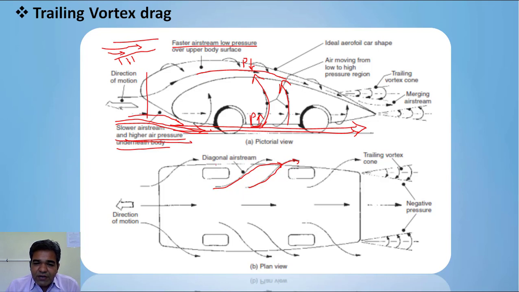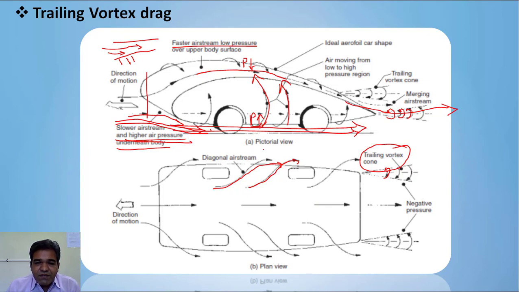So this will create a small turbulence, and as the car moves faster, this phenomenon will increase. The diagonal airstream flowing from bottom to top will create turbulence, and it will continue till the whole airstream leaves the vehicle at the rear end, and this turbulence you can observe at the rear end in this form. These are all the vortices. And these vortices are known as the trailing vortices, which are produced due to the pressure difference at the roof and the bottom of the vehicle.